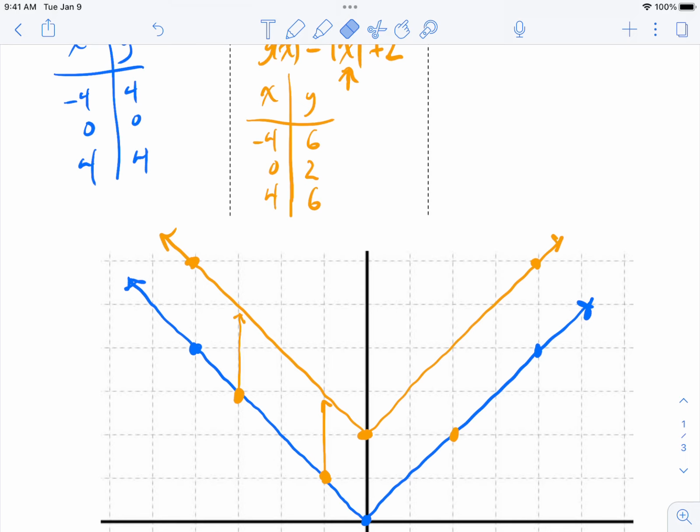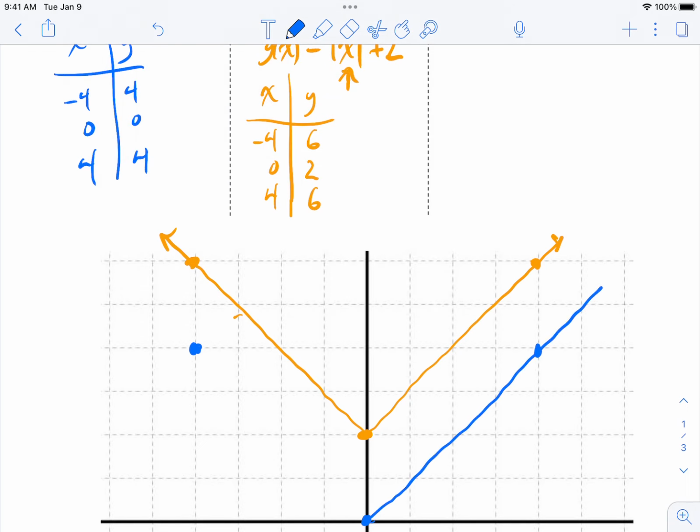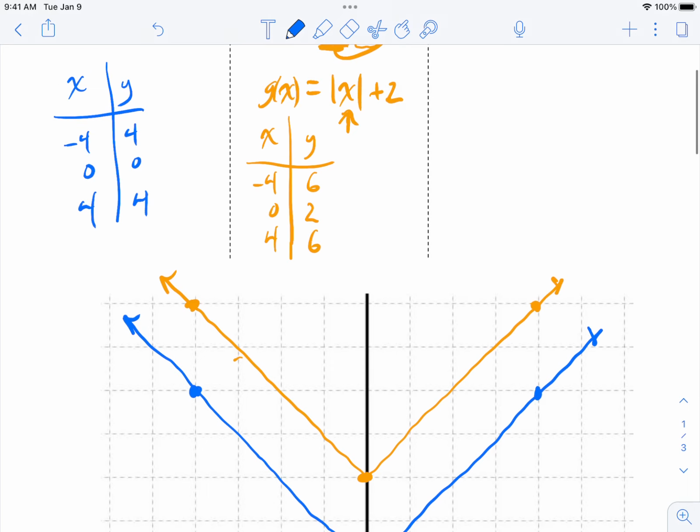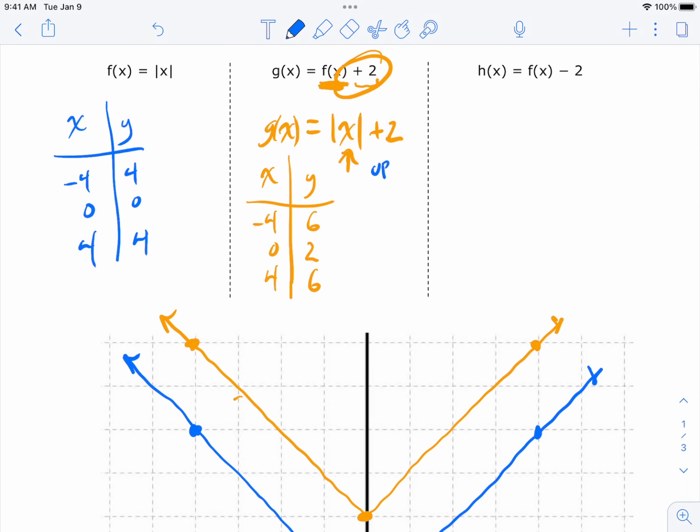So I'm going to erase that just to get it out of the way. Not that blue stuff. Got to put the blue stuff back. And trying to be more or less careful over here. Okay, so that went up by 2. I'm going to write that in blue. The effect of this plus 2 was to move the graph of f, the original graph, up by 2.